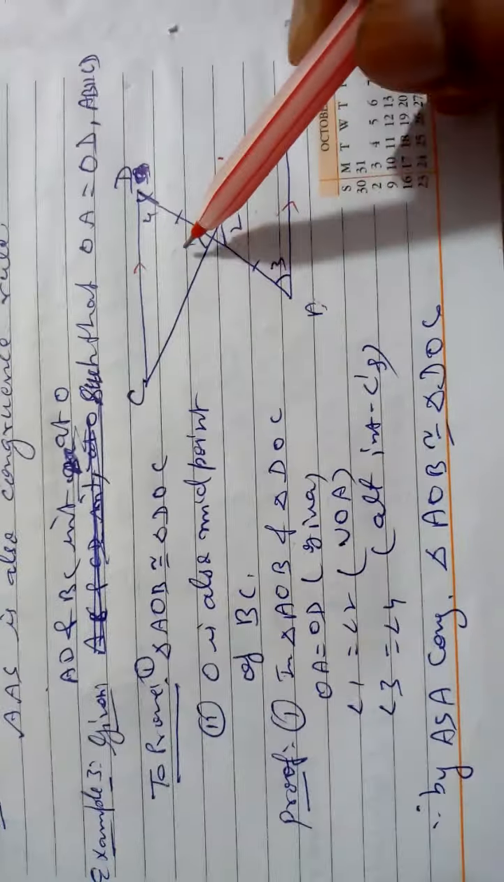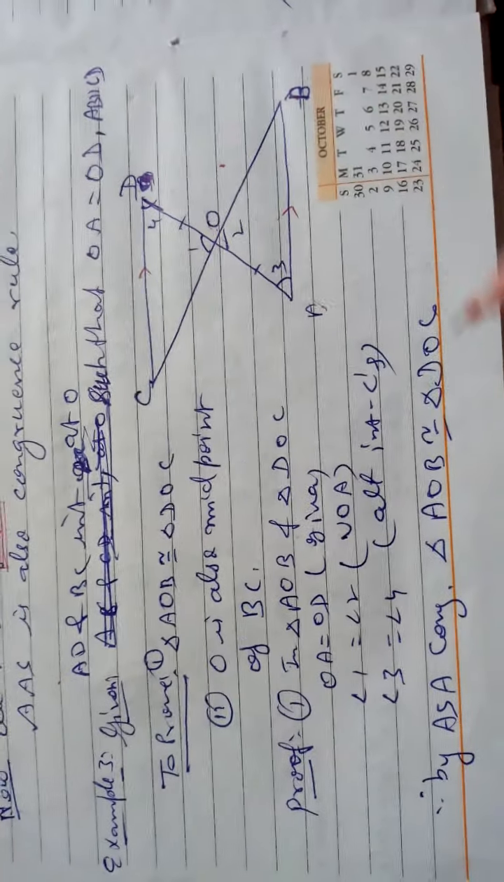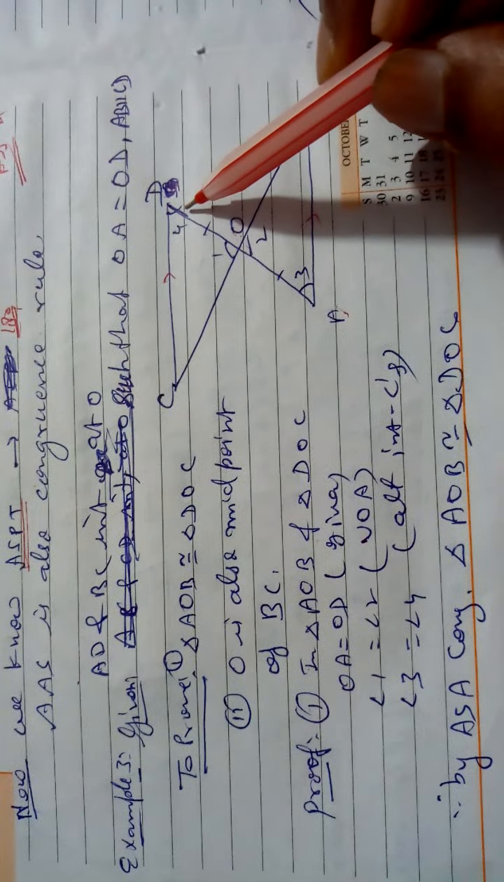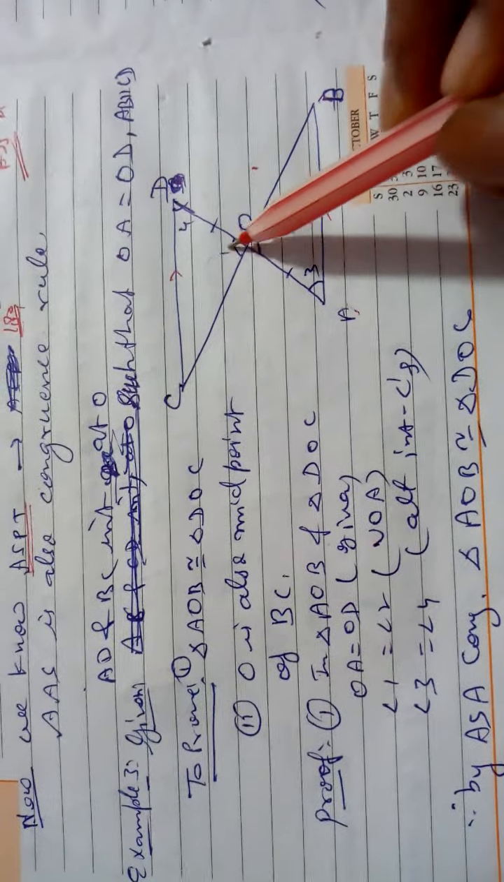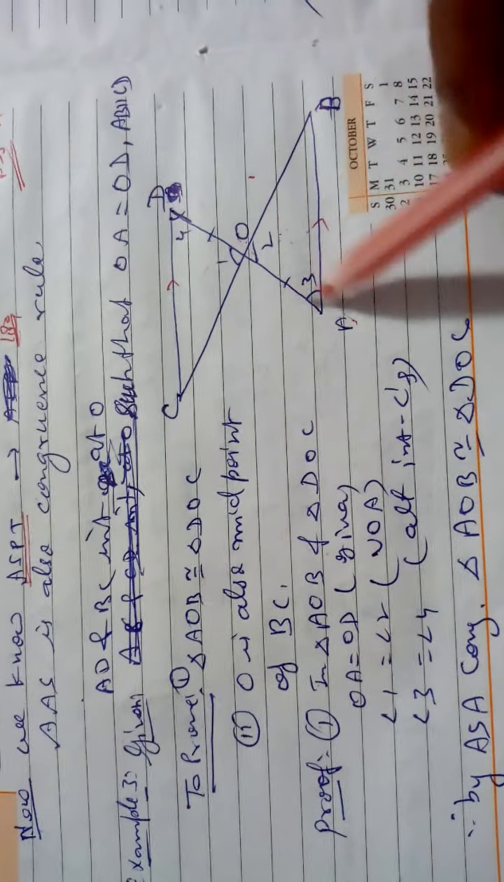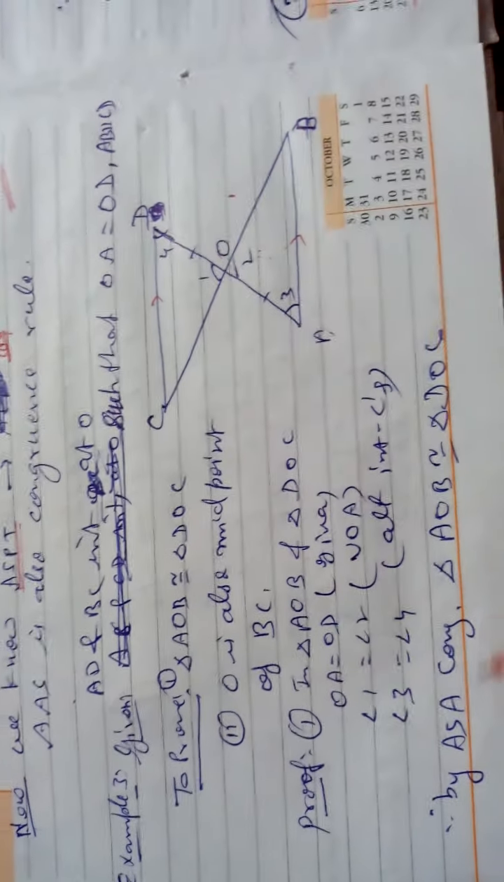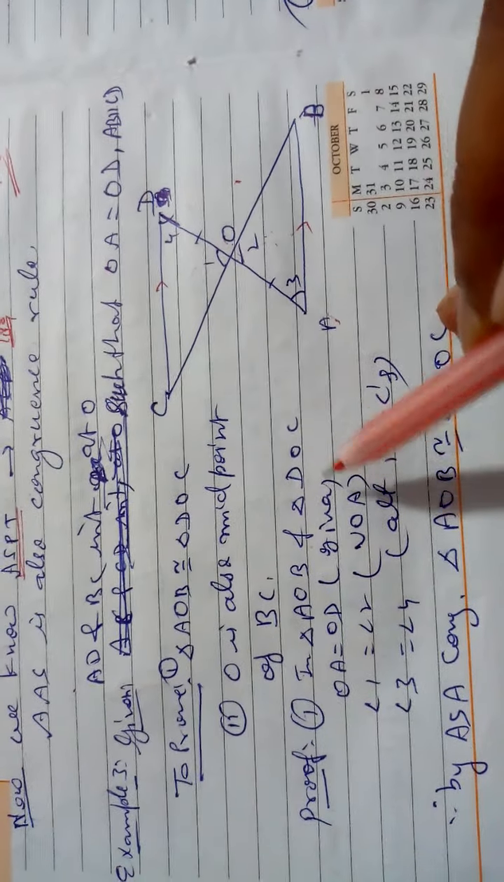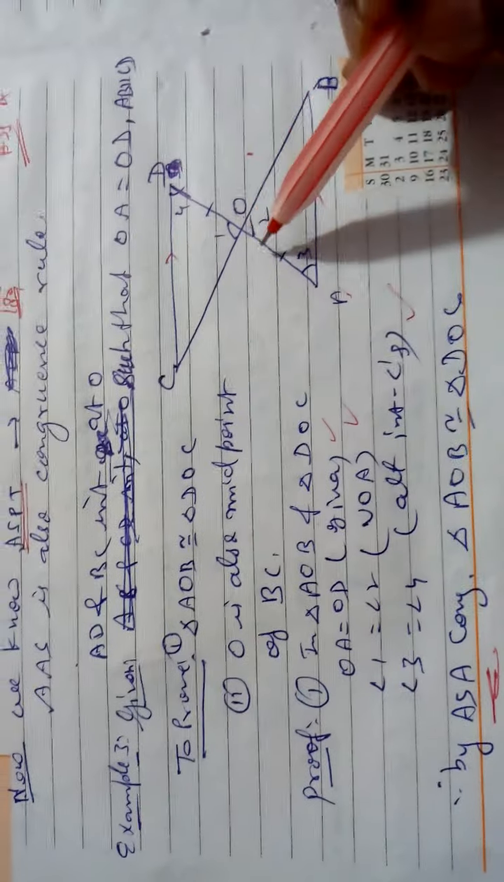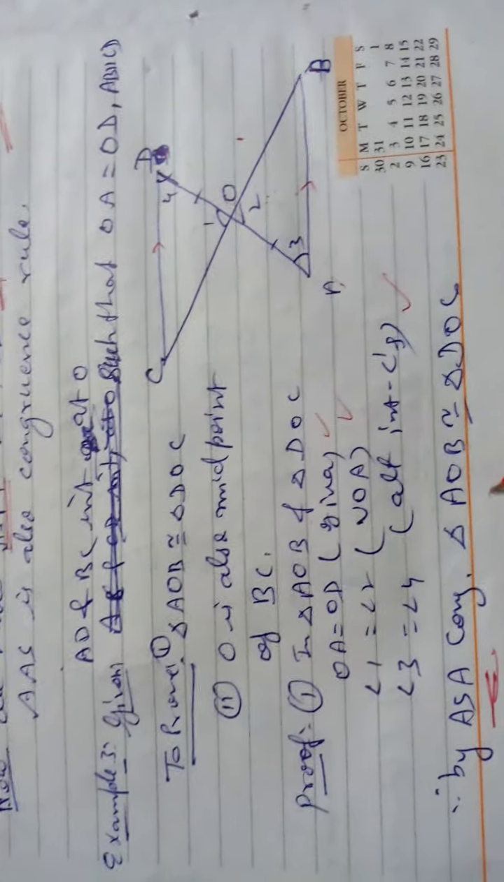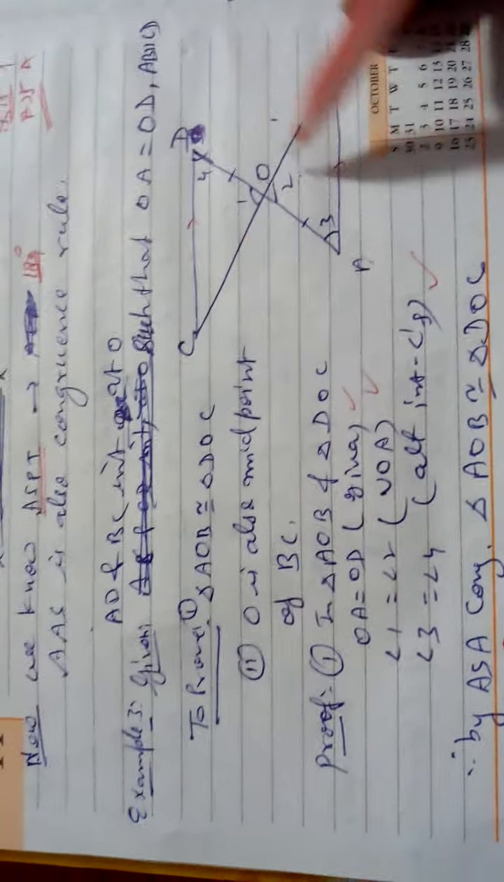First of all, we will take these two triangles. Angle 3 equal to angle 4, alternate interior angles. Angle 1 equal to angle 2, vertically opposite angles. OA equal to OD, given. So by the first, second and third, you are getting ASA congruency, two angles and the included side. Triangle AOB congruent to triangle DOC.